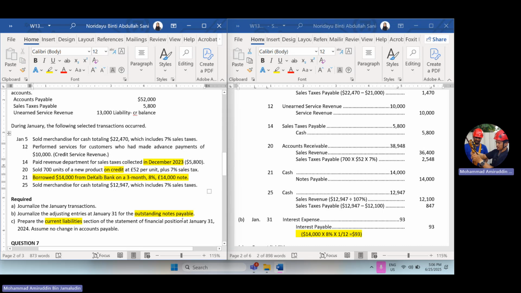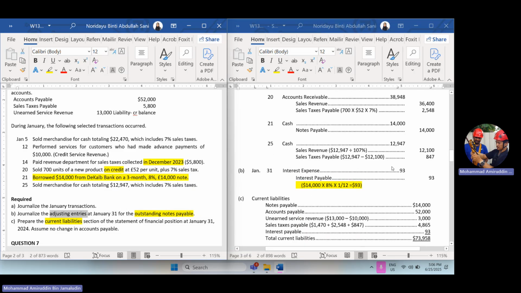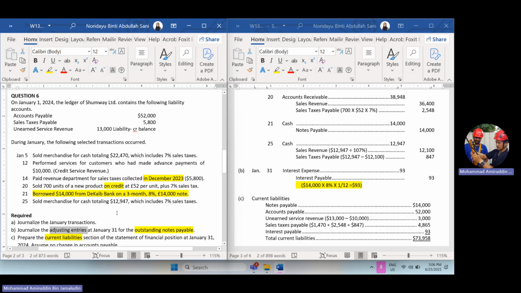Prepare the journal. Part B, journal for adjusting entry. Your interest expense, when? January 31st. Outstanding notes payable. So notes payable, we have this one, right? Only one.